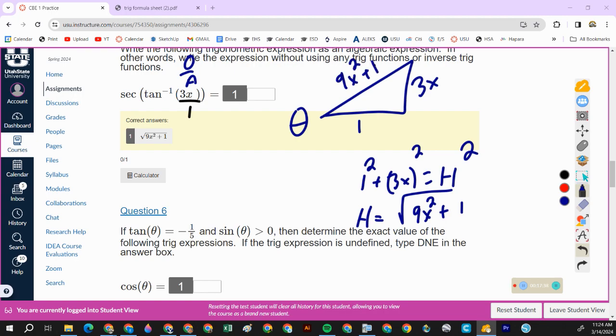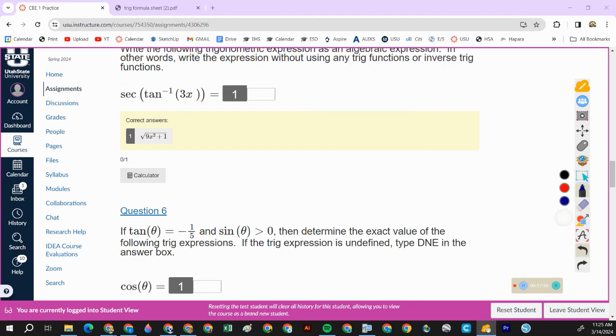And now I want the secant. Secant is h over a. So the square root of 9x squared plus 1 divided by 1 is just the square root of 9x squared plus 1. That make sense? Do you want to see another one?